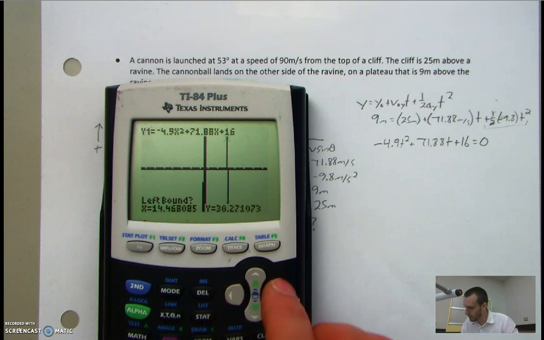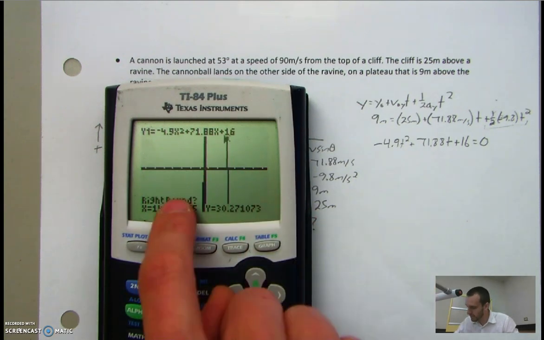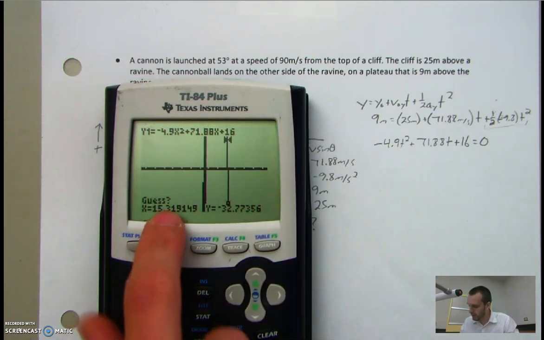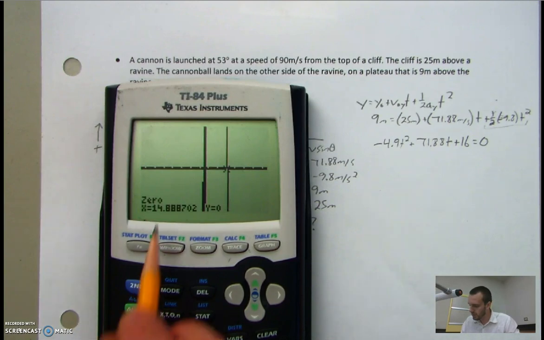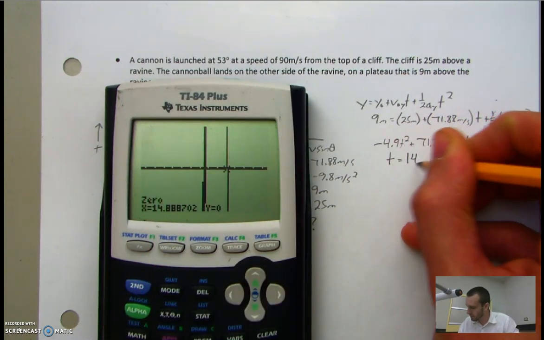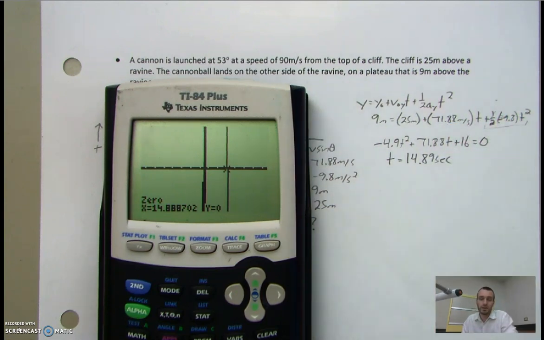Let's see, it goes quick. So you see that right there? That is to the left of the 0. Hit enter to make that your left bound. For the right bound, go to the right of it. And then for your guess, hit enter one more time. You'll see that it's now found a solution for us. t equals 14.89 seconds.